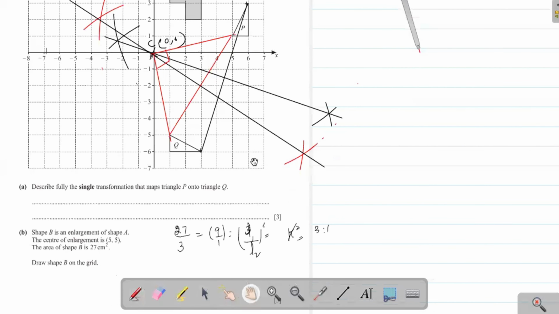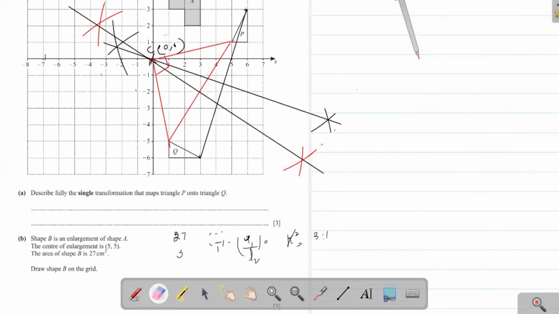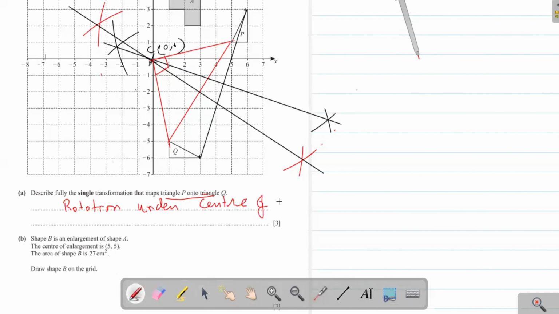This is in the clockwise direction. Therefore, we write here a rotation under center of rotation (0, 0) through 90 degrees in the clockwise direction. Next is part B.